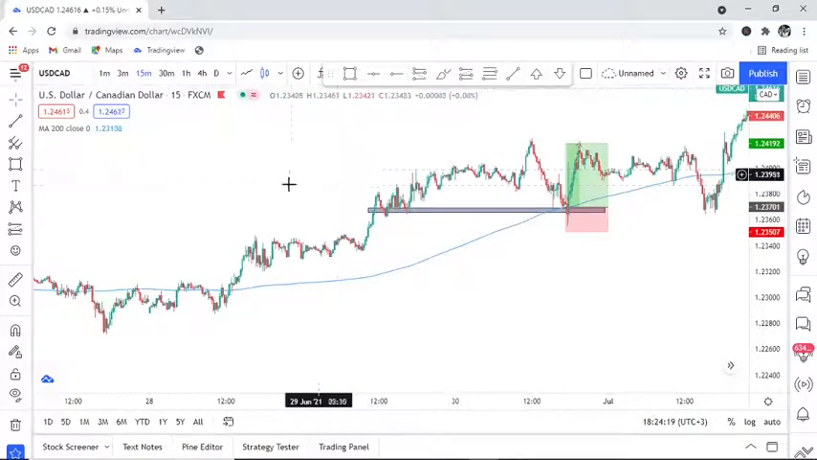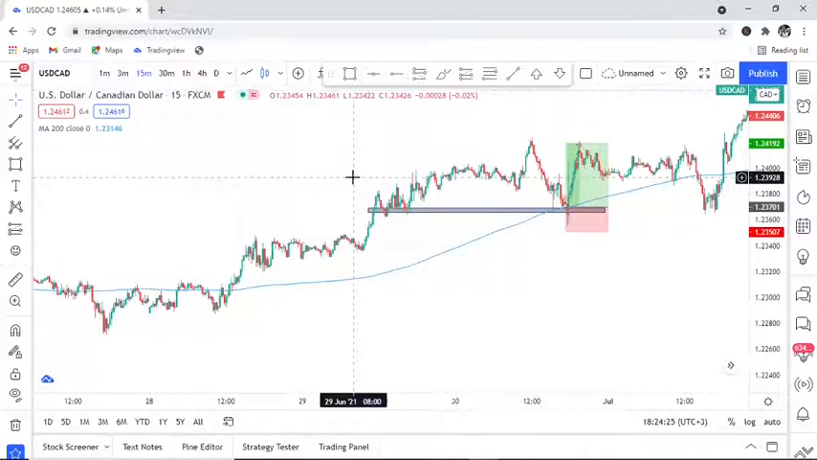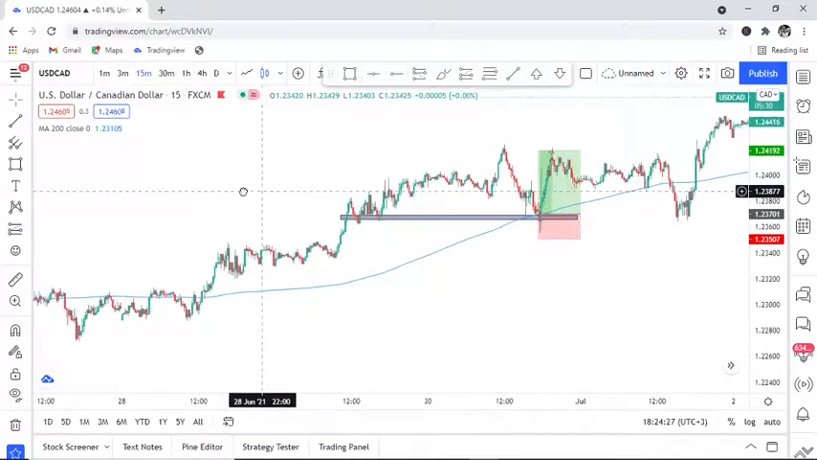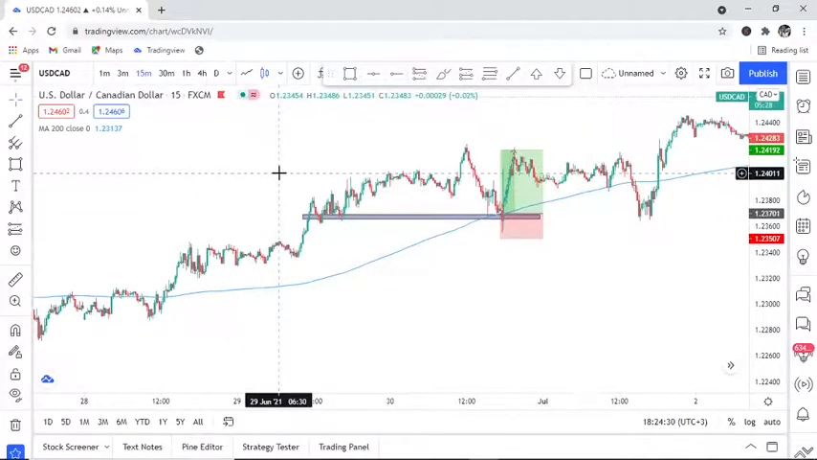Go through this video over and over again until you have fully understood whatever it is that I'm talking about. This is just one method. There are also other methods that you can use in addition to the simple moving average, using other indicators such as the RSI and stochastics.